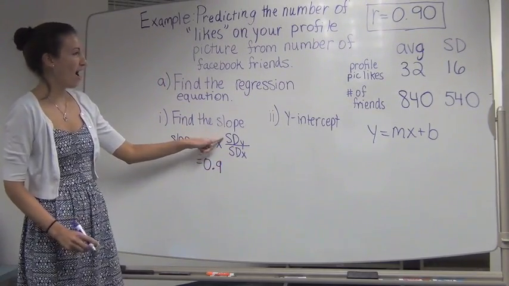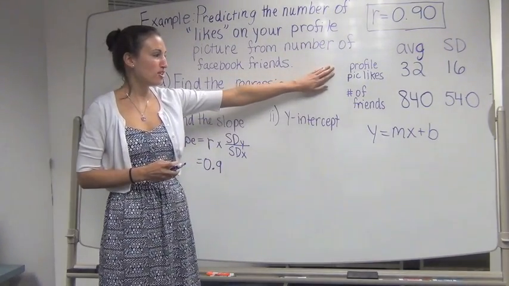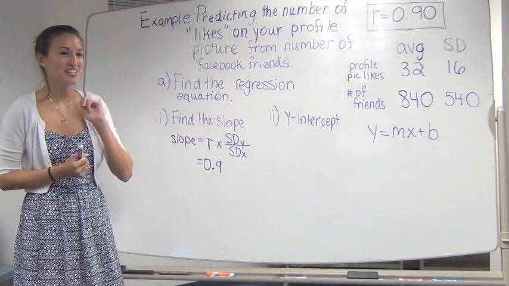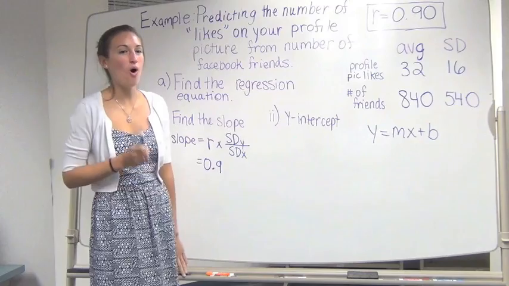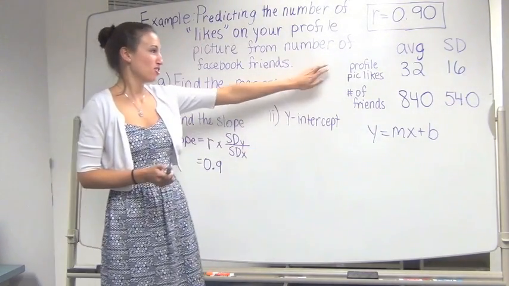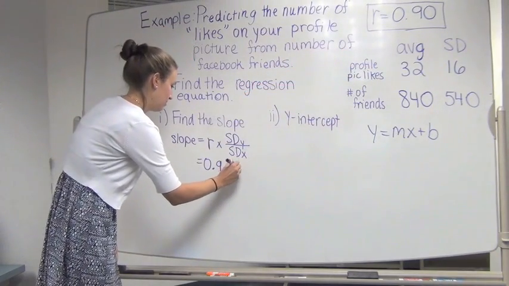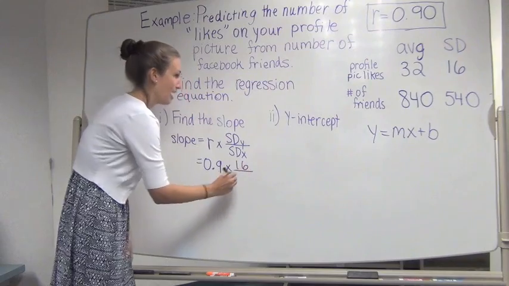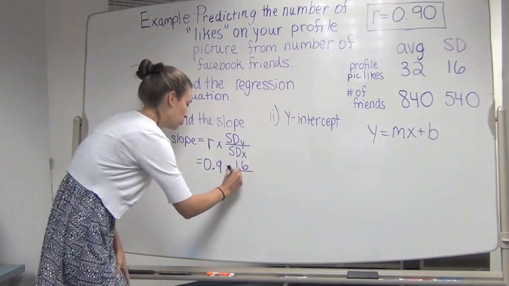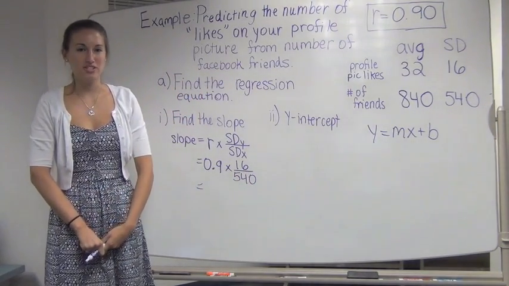And now SD of Y. So how do we know which is our Y? The profile picture likes or the number of friends? Isn't it what we're trying to predict? Correct. So what we're trying to predict is always going to be our Y. Here, we're trying to predict the number of likes. So our SD of Y is going to be 16. And then our SD of X is going to be the SD for the number of friends, which is 540. Now what does that come out to?